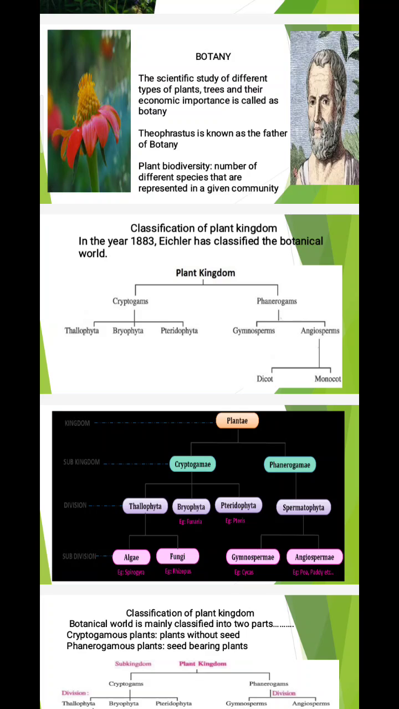In cryptogams, he again differentiated this group into three groups, that is Thallophyta, Bryophyta and Pteridophyta, and phanerogams into two groups, that is Gymnosperm and Angiosperm. Again this Angiosperm is differentiated into two types, monocot and dicot.